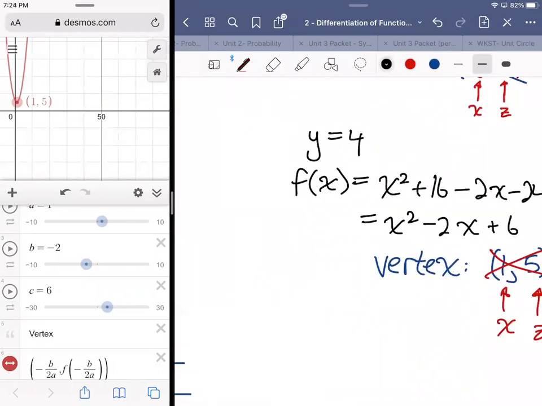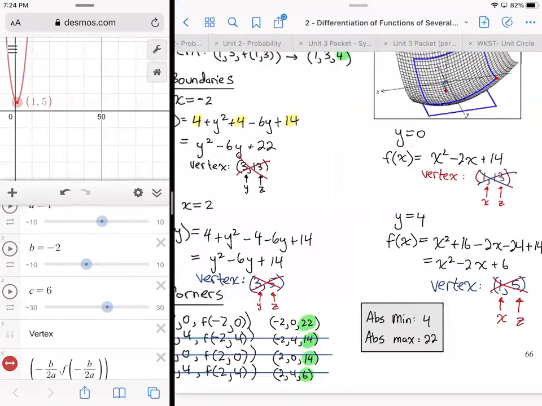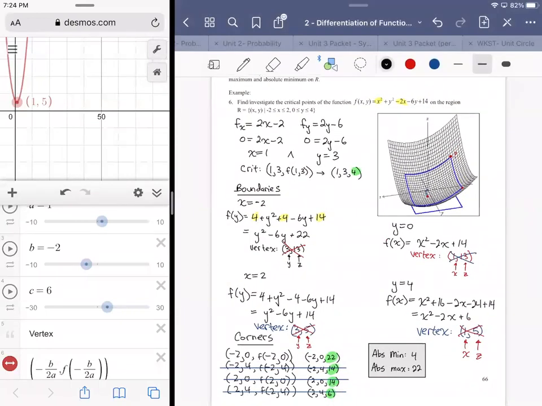So what we can say is the absolute min is 4 and the absolute max is 22, but only on that interval. This kind of problem is a very specific type of problem. It only works in cases where you have a restriction in your domain and range, so this has to be given to you. Otherwise, it's just an ordinary second derivatives test.